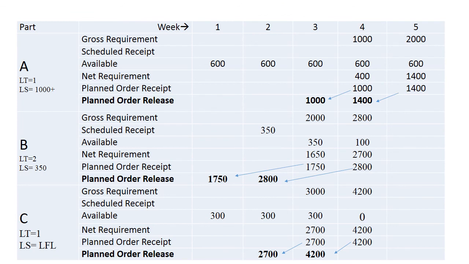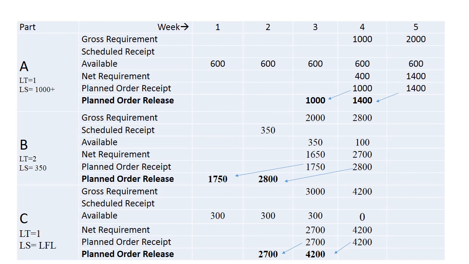Doing the same thing, you can carry on and see that you have no carryover from week 3 into week 4 for item C. So you will need 4,200 more, and you can plan to receive 4,200. And for that, you must order 1 week in advance 4,200 quantities. So in this table, all the quantities in bold, 1,000, 1,400, 1,750, 2,800, all the numbers showing up in bold, they are the primary output of MRP.